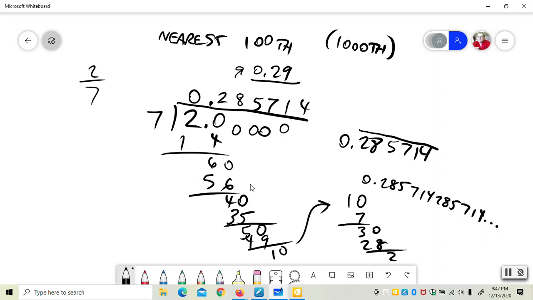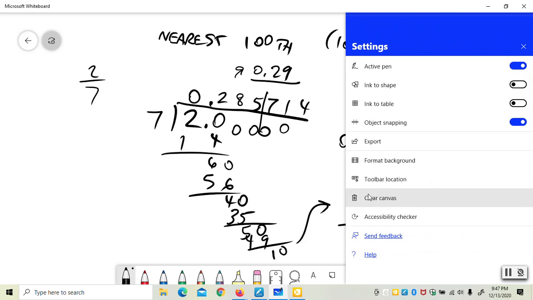But I just show that to you so you would see what it would do. If it tells you go to the nearest hundredth, for Pete's sake, don't go further than you have to. You could just stop there. That tells me that I round that up, and that's done. Okay.